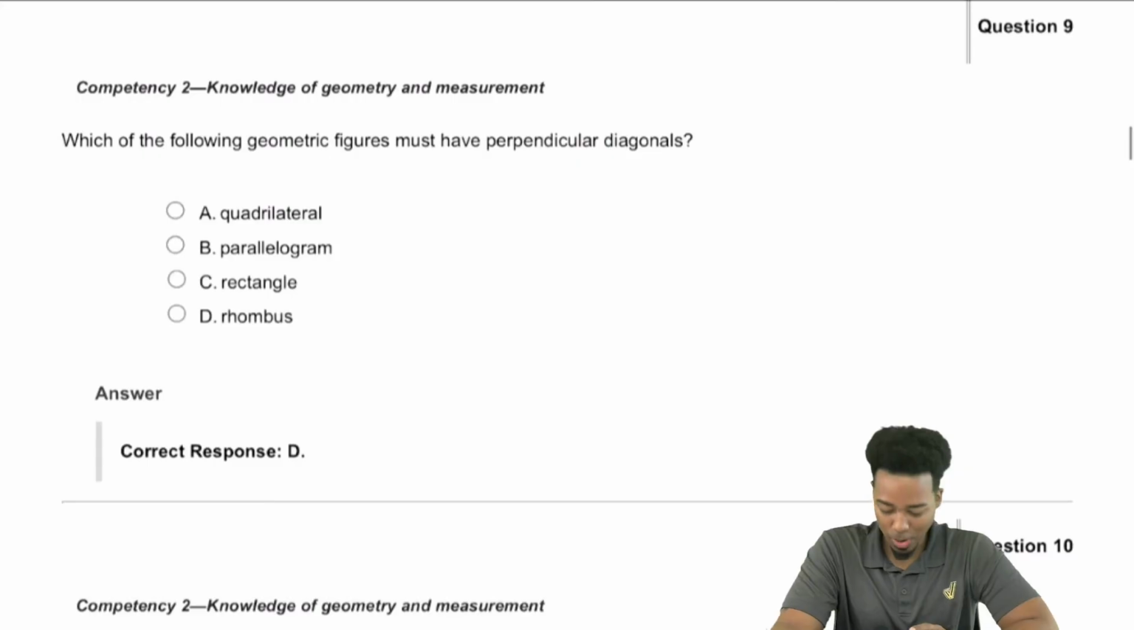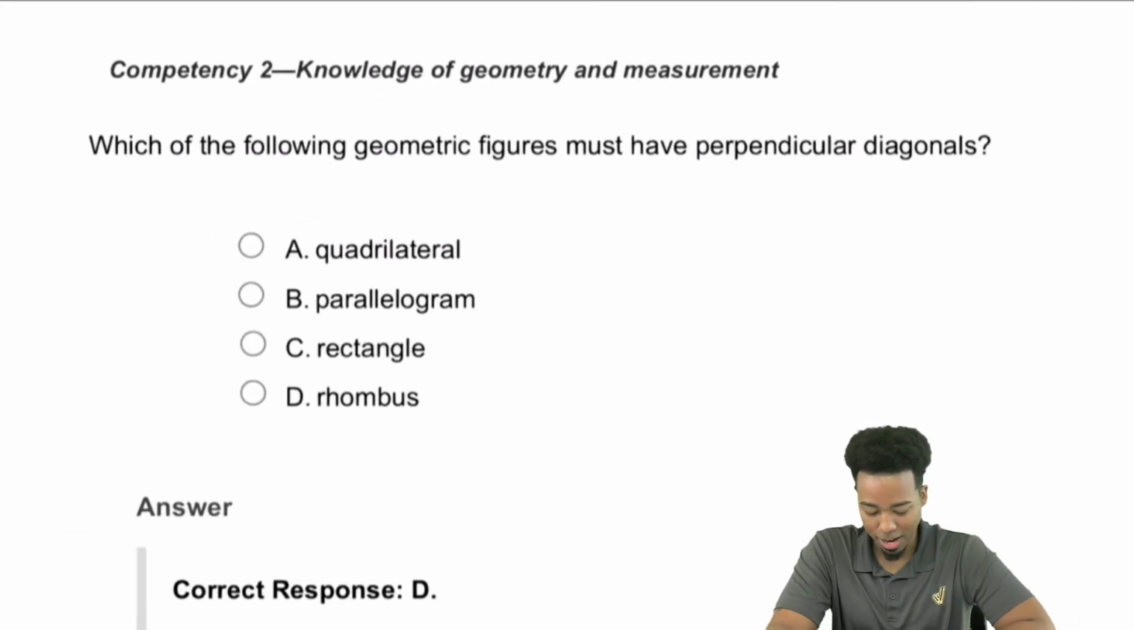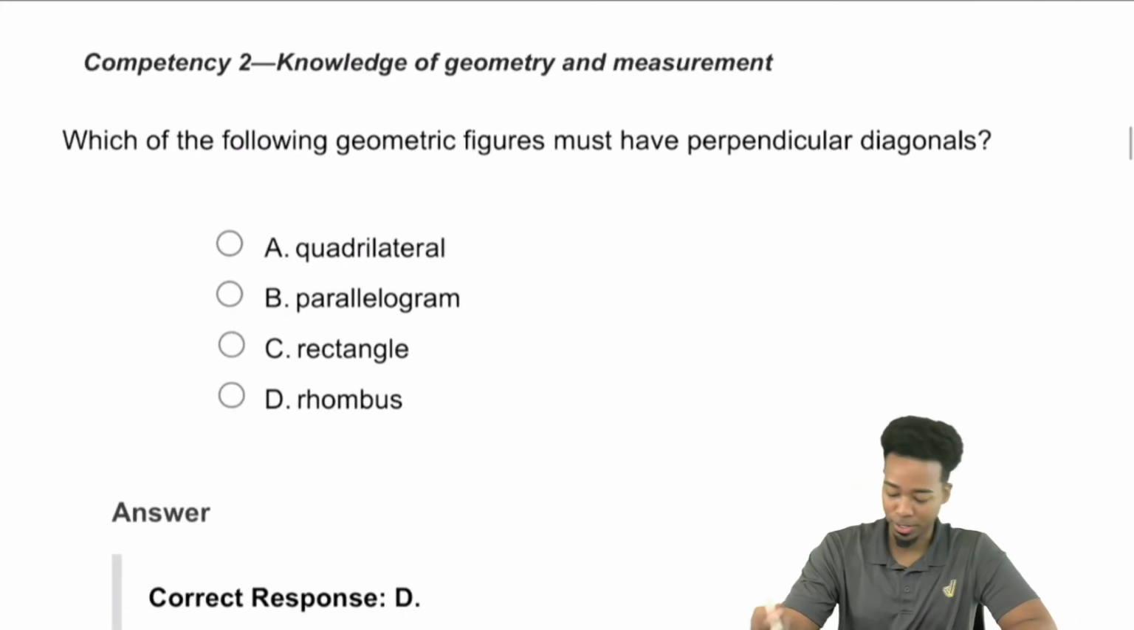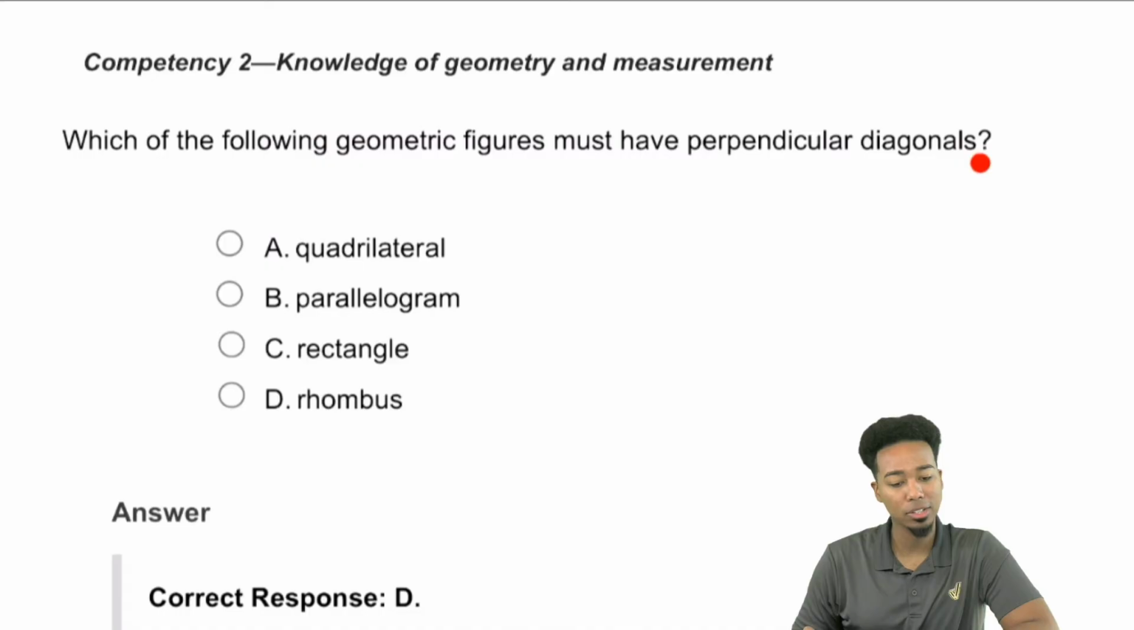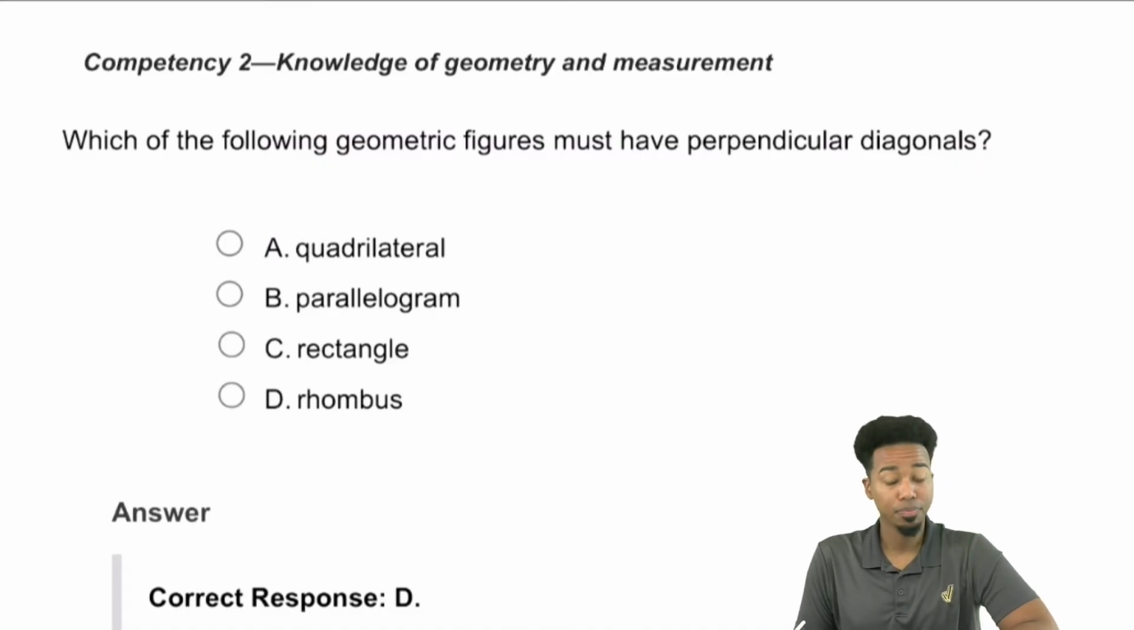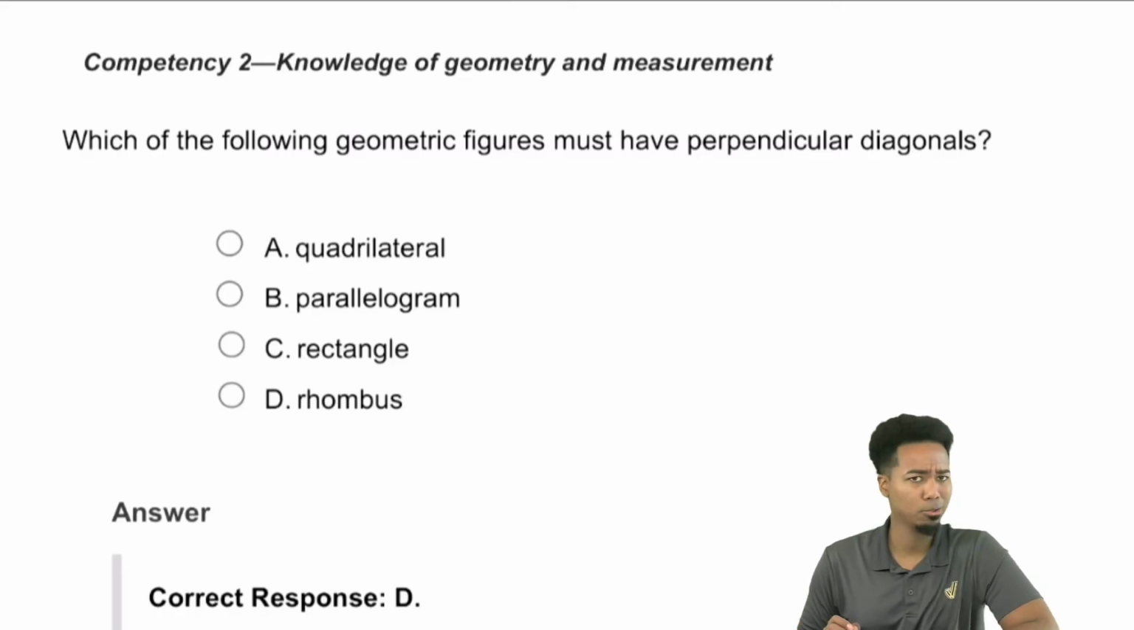Next up, let's go ahead and check out question number 9 for Competency 2. More geometry. The question reads, which of the following geometric figures must have perpendicular diagonals? Perpendicular diagonals. Let's check it out. So what does perpendicular diagonals mean? A perpendicular diagonal is this.